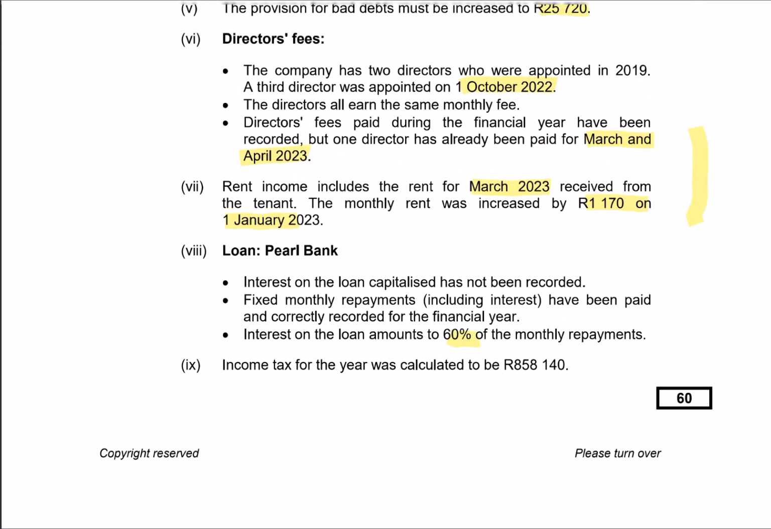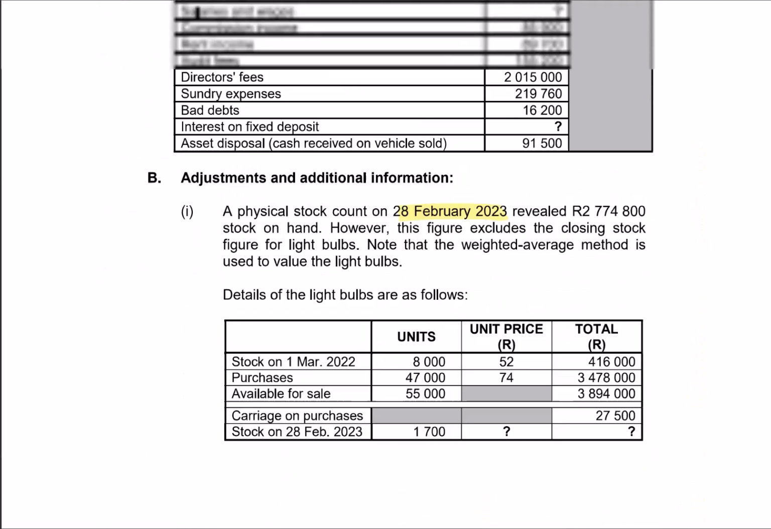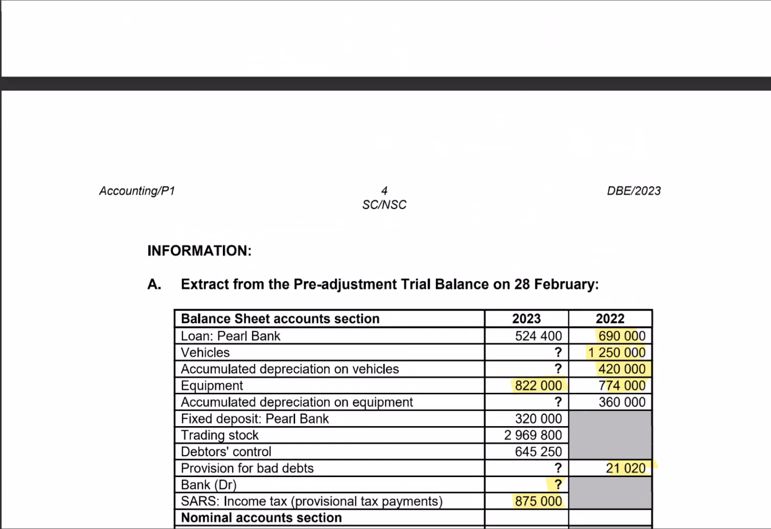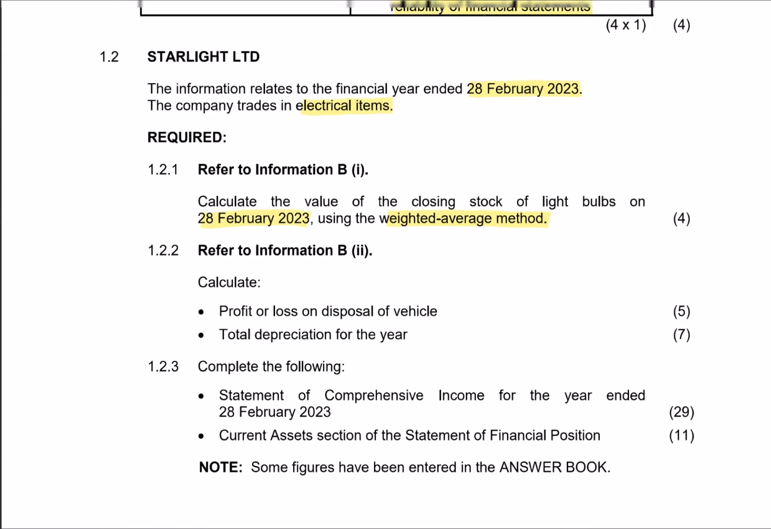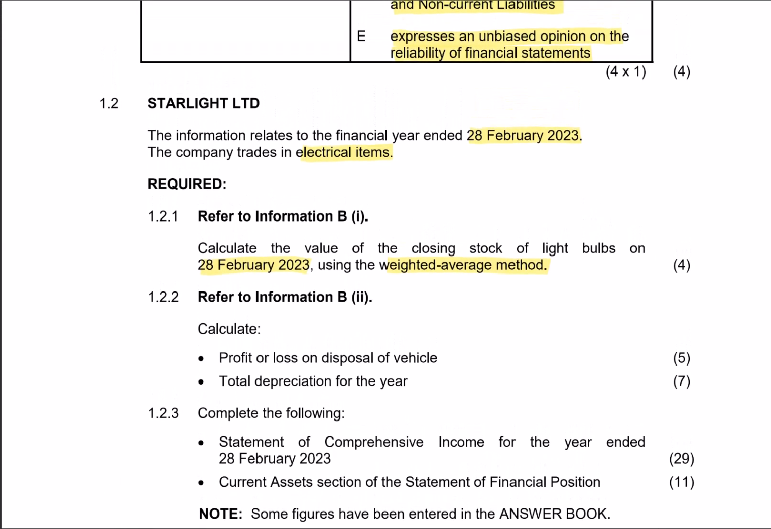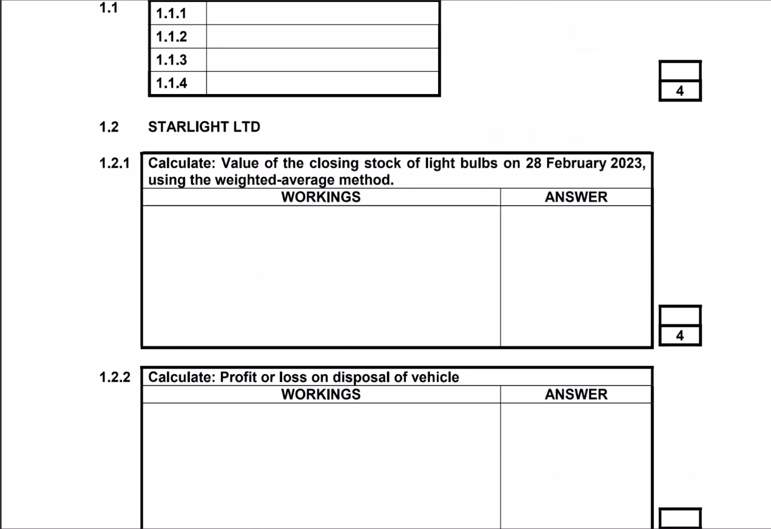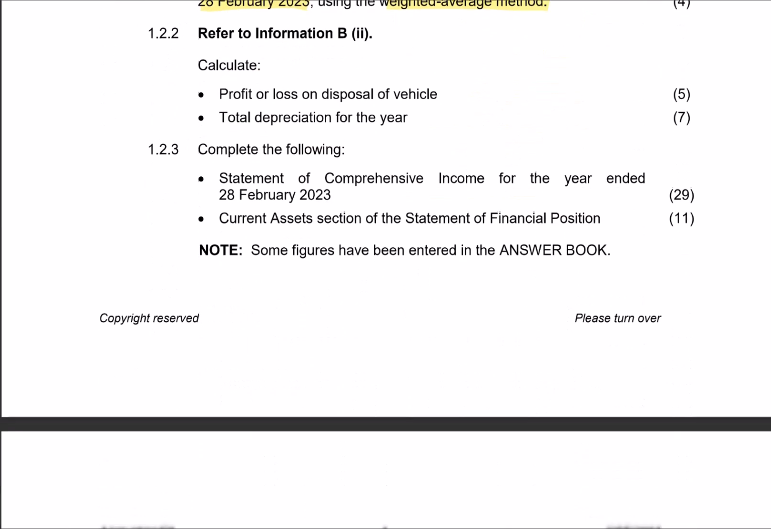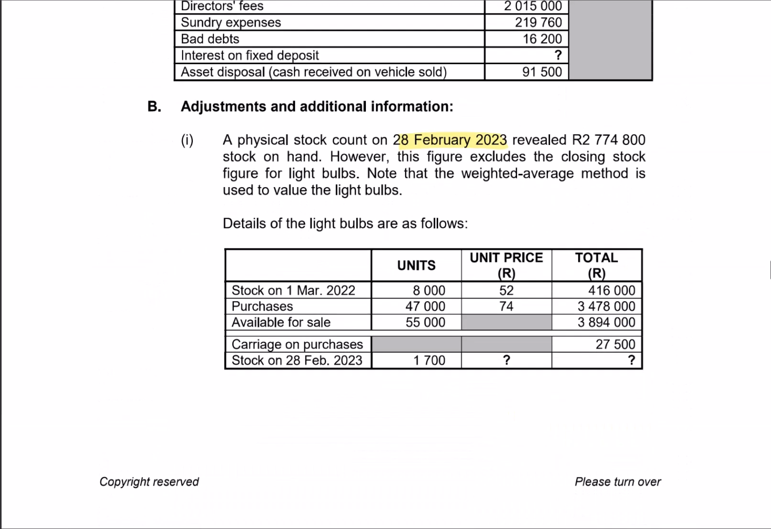Right. So that's the end of the question, because what follows is question 2. Right, let's look at answering the first part of the question, which is calculate the value of the closing stock on 1 of light bulbs. Right, so the value of closing stock. We're using this table here, and remember you're using weighted average.